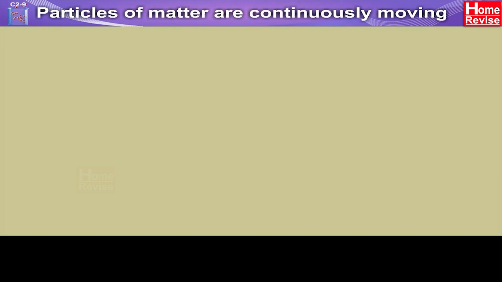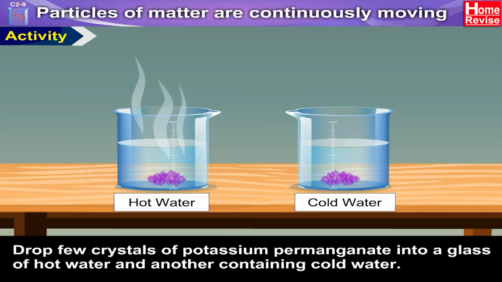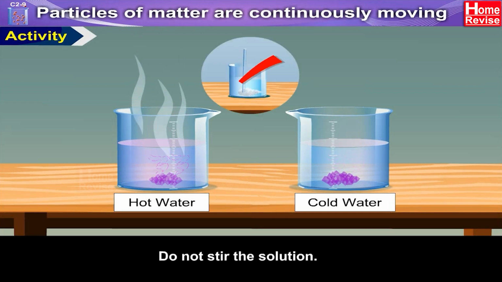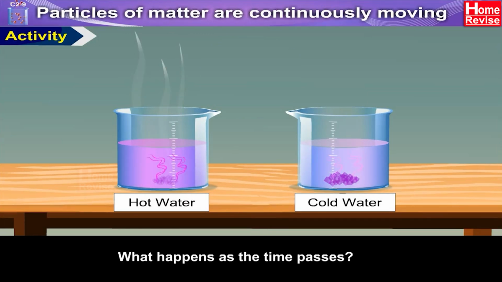This shows that water particles had a space between them to accommodate the particles of sugar. Particles of matter are continuously moving. Activity: drop a crystal of potassium permanganate into a glass of hot water and another which contains cold water. I know it's tempting, but please do not stir the solution. Allow the crystals to settle at the bottom. Now what happens as the time passes?